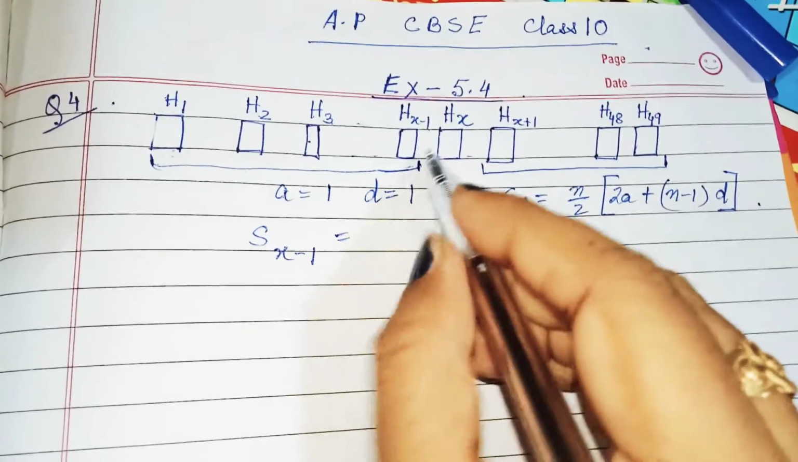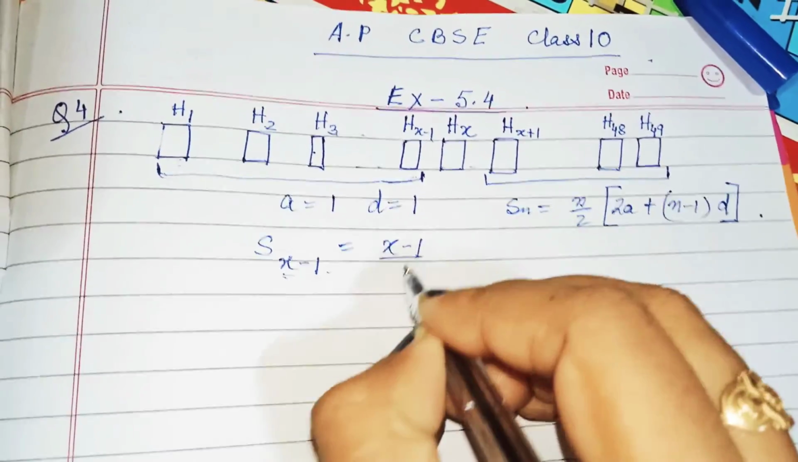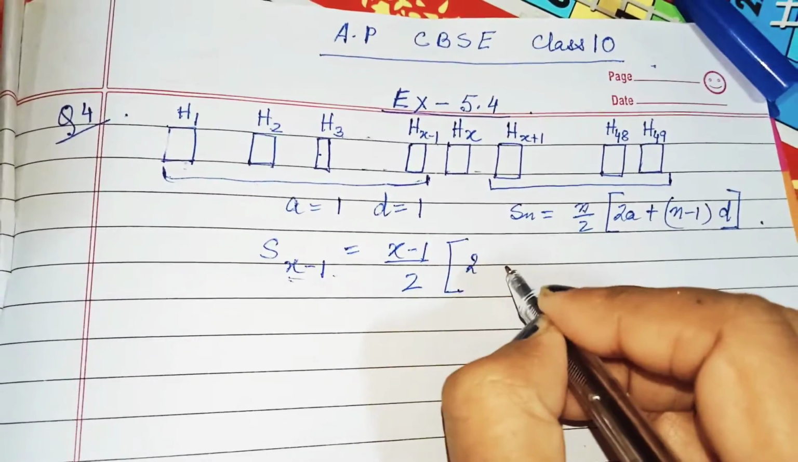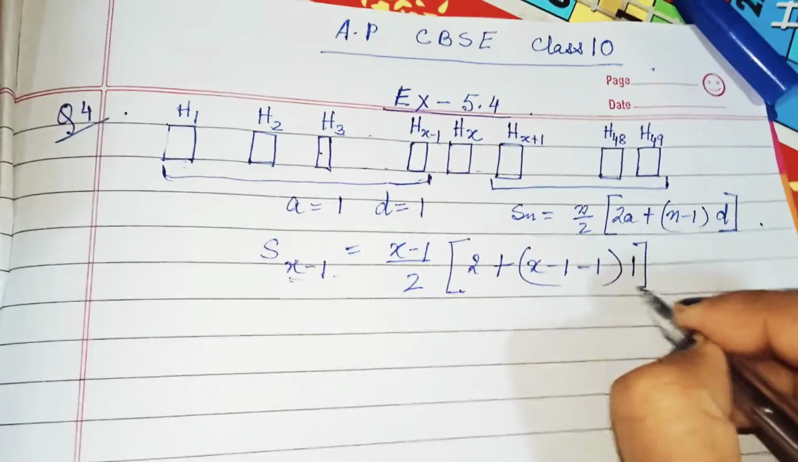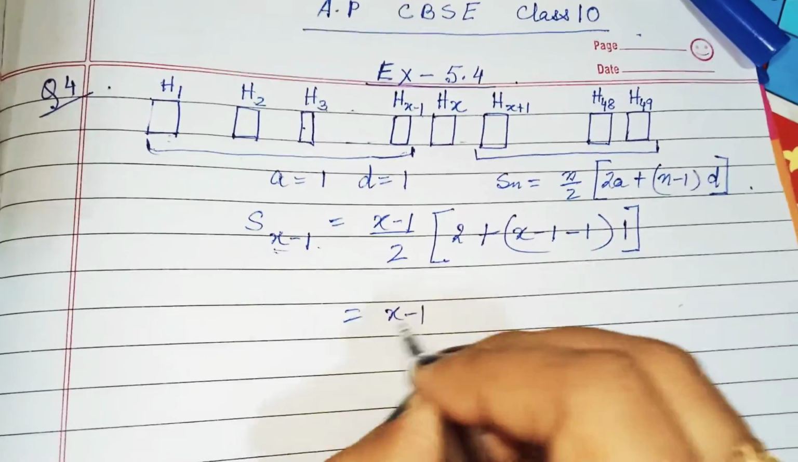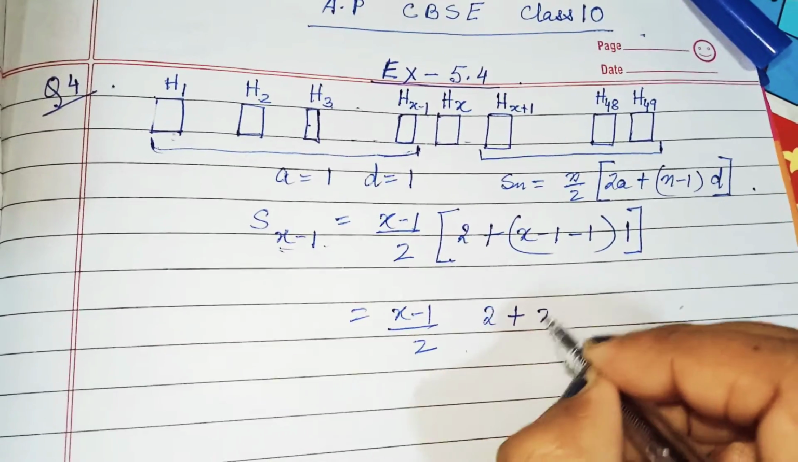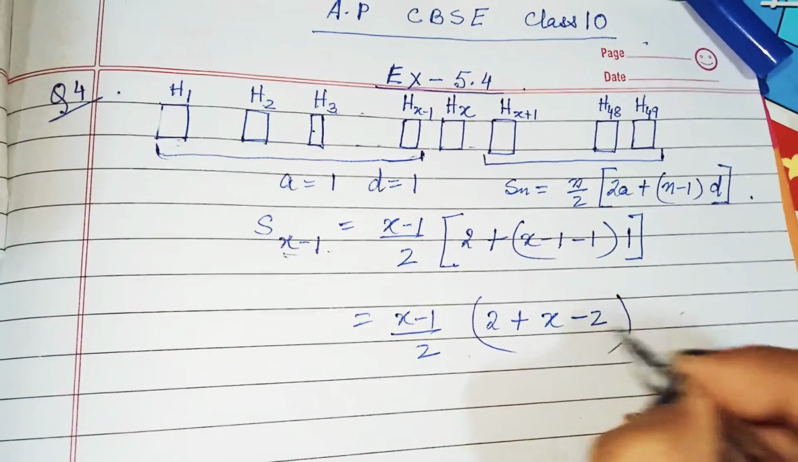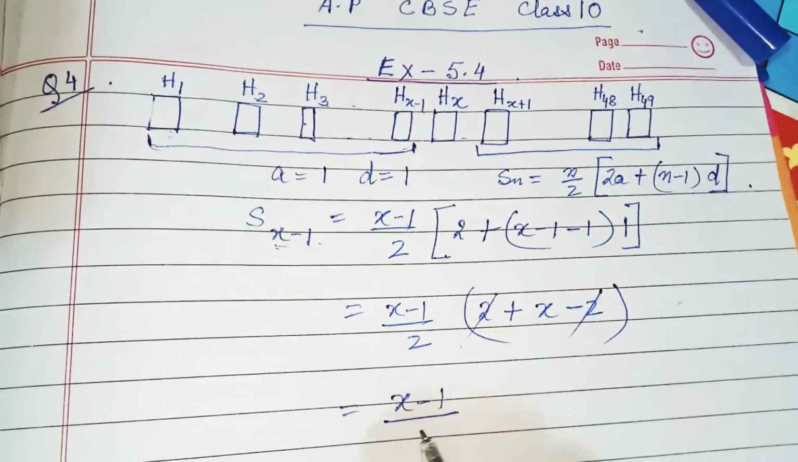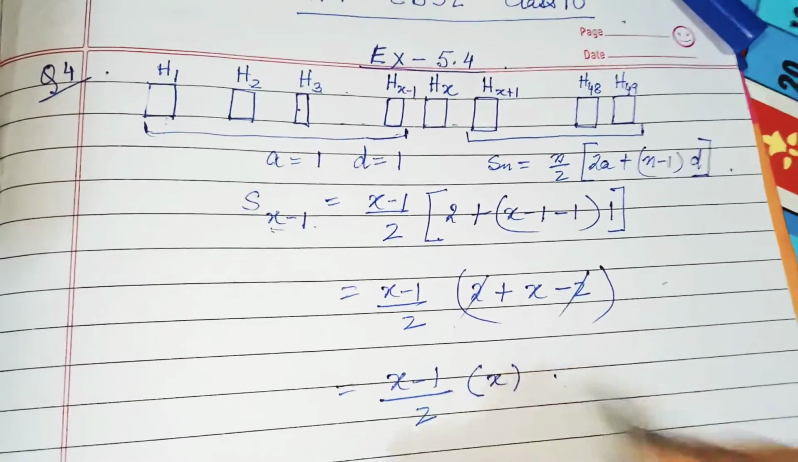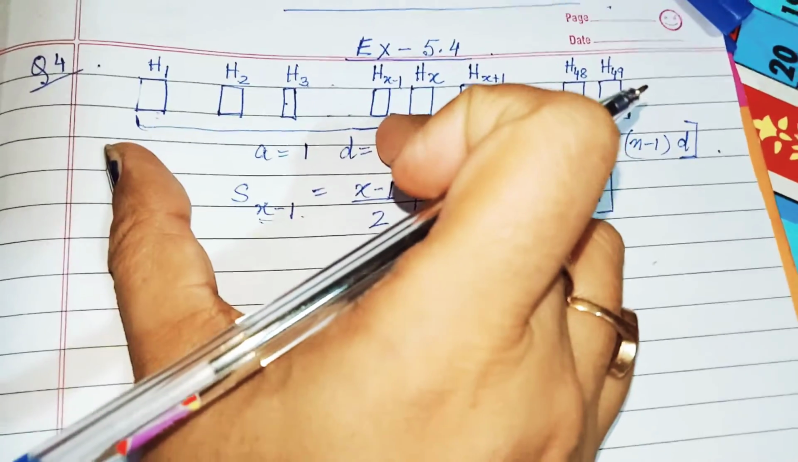In place of n we will apply x minus 1. So (x minus 1) upon 2 times (2 into 1, that is 2, plus (x minus 1 minus 1) into 1). So that is (x minus 1) upon 2 times (2 plus x minus 2). The minus 2 will cancel out and you will get (x minus 1) upon 2 into x. So this is the sum up to x minus 1, the preceding one.